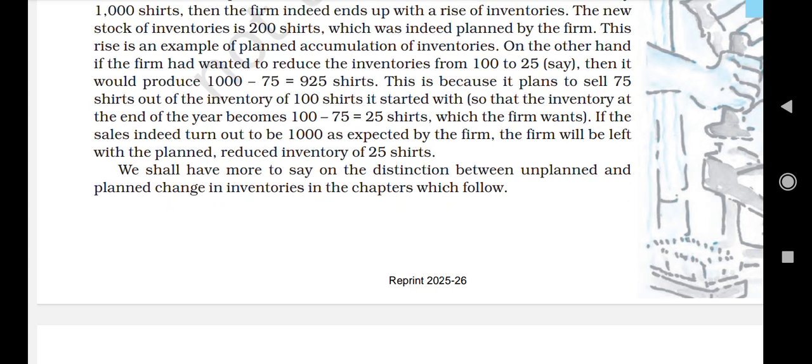We shall have more to say on the distinction between unplanned and planned change in inventories in the chapters which follow.